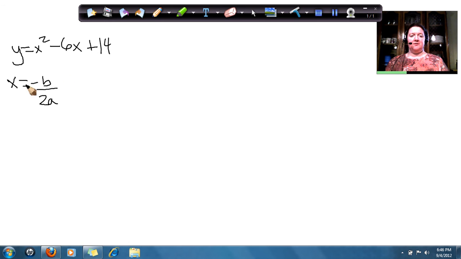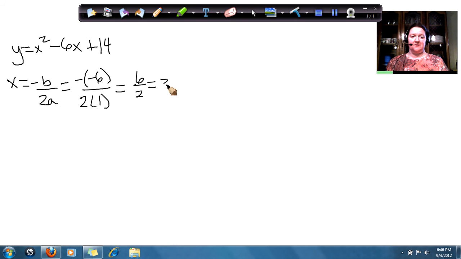So instead, we're going to figure out what our axis of symmetry is. Now if you remember, our b value comes from our center, so we're having negative 6 over 2 times our a value, which is 1. So here we are getting 6 divided by 2, which gives us 3.